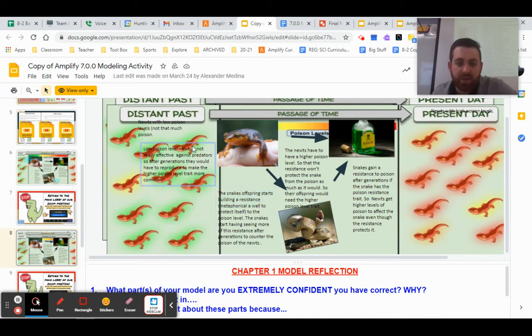The low poison newts is not really affected against predators, so after generations, they would have to reproduce to make higher. Well, are they choosing to make higher poison levels? Do they wake up one day and say, hey, we need to be higher, and they just do it? How does that work? Notice they have a lot of information in the distant past. There's some information here in the present day. A lot of this stuff is scattered and all over the place, so it's really hard to read and understand. This is a really confusing model.